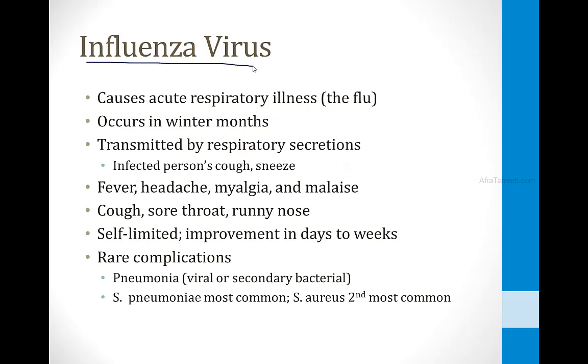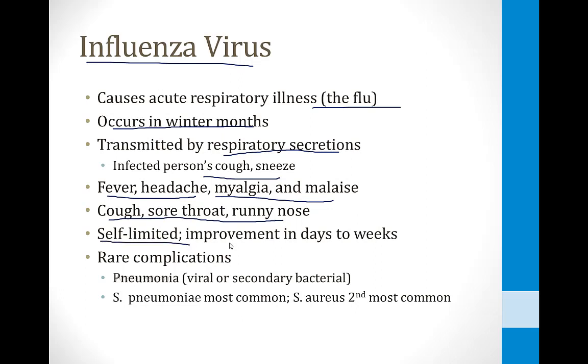The influenza virus causes an acute respiratory illness that most people call the flu. It occurs most often in the winter months, and it is transmitted by respiratory secretion. So an infected person coughs or sneezes and passes this virus on to somebody else. Initially, people get a nonspecific syndrome of fever and headache, myalgias and malaise. Then they develop a cough and sore throat and runny nose. It's usually self-limited, and improvement occurs after a few days or weeks.